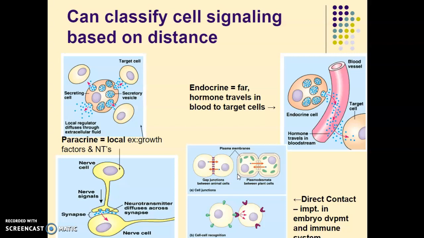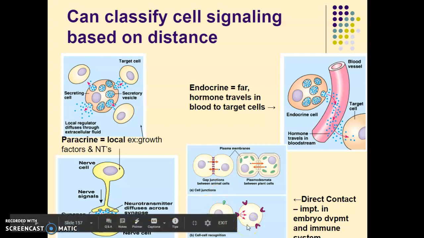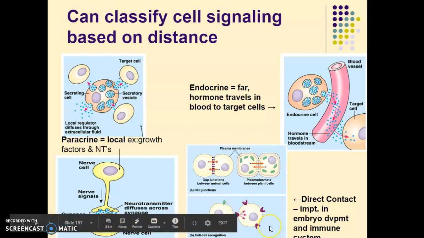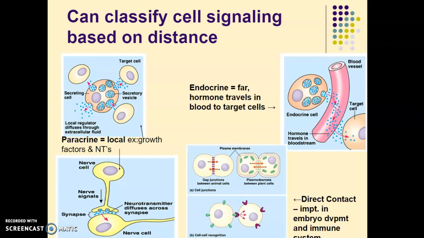And the other form of juxtacrine signaling is going to be cell-to-cell recognition, where you have neighboring cells that have cell surface receptors. So the signal will be sent directly to the neighboring cell. And usually this kind of signaling is really important in embryonic development. And it's important in a process called embryonic induction.